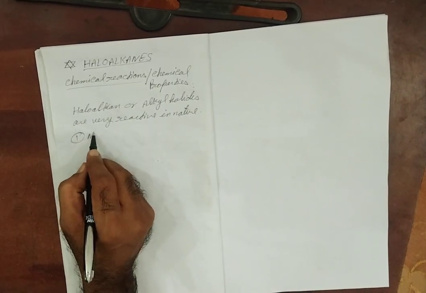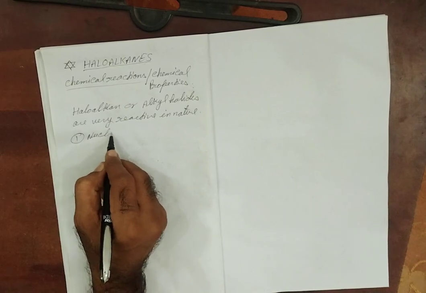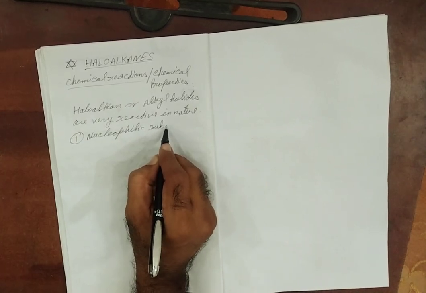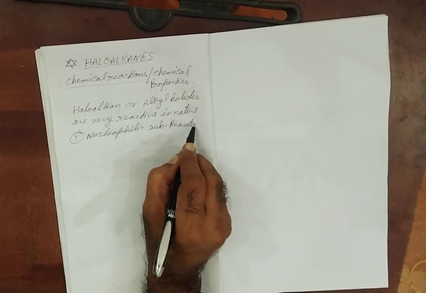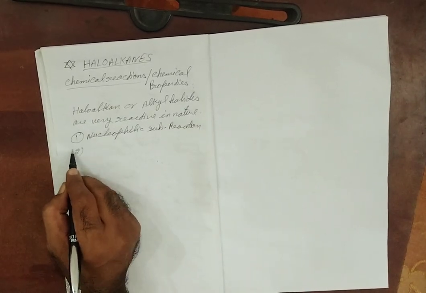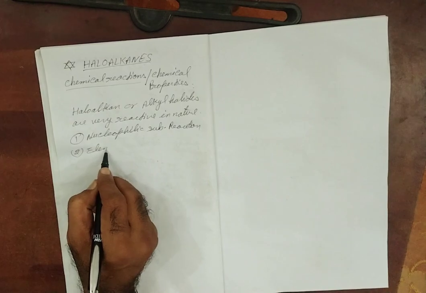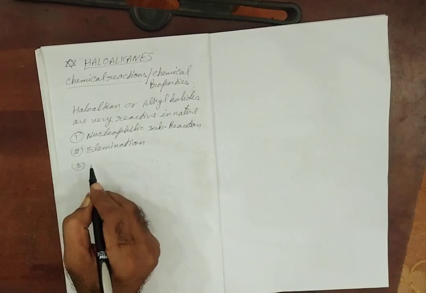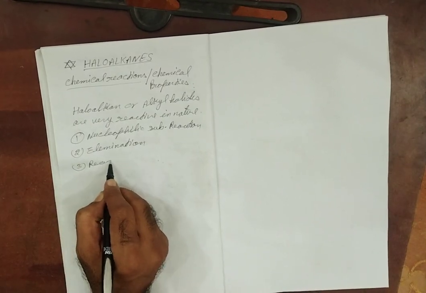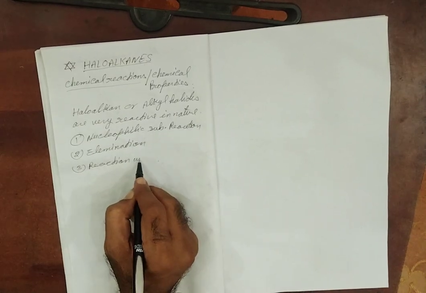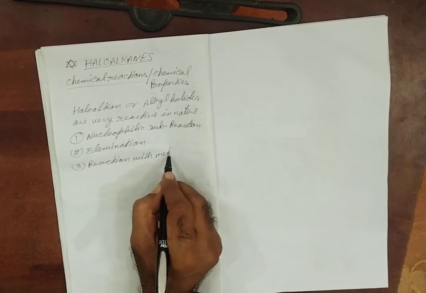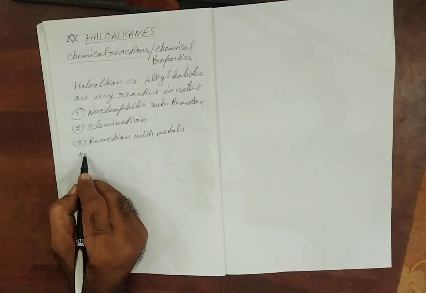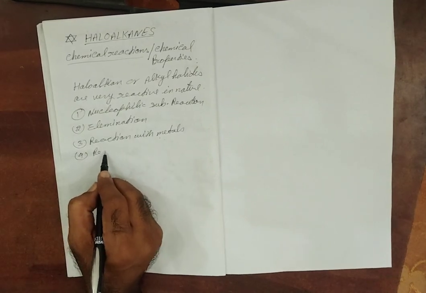The first one is nucleophilic substitution reaction. Second, elimination reaction. And third, reaction with metals, like sodium and magnesium. And fourth, reduction.